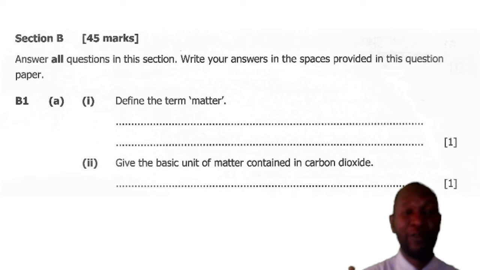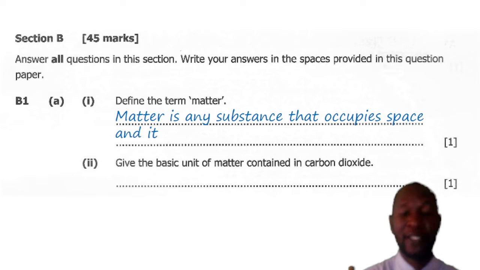Section B, 45 marks. Answer all questions in this section. Write your answers in the space provided in this question paper. B1, part A1. Define the term matter. Matter can be defined as any substance that occupies space and has mass. A2. Give the basic unit of matter contained in carbon dioxide. The basic unit of matter in carbon dioxide is molecules.